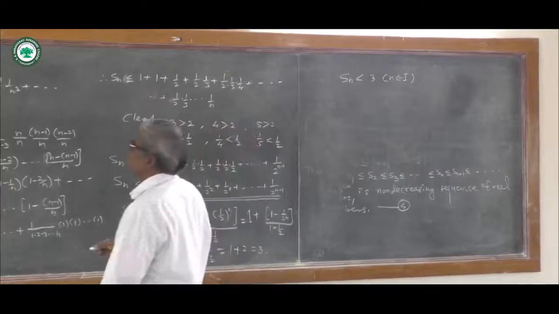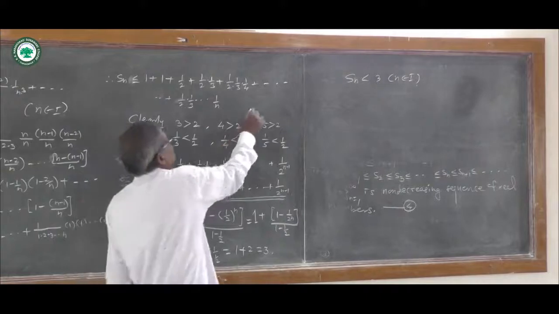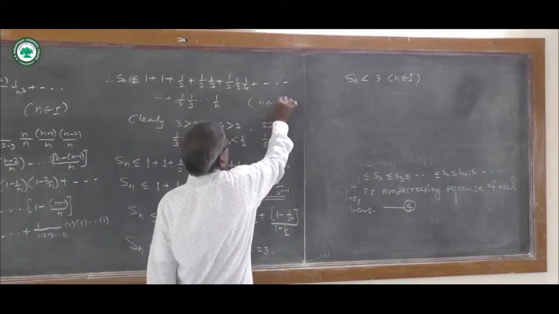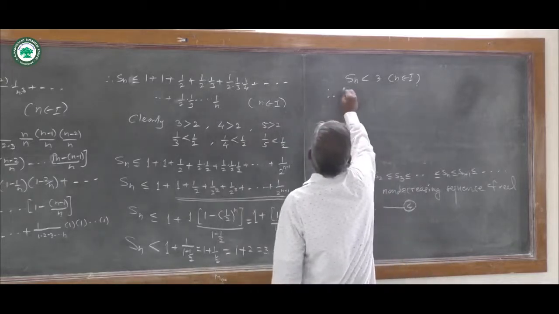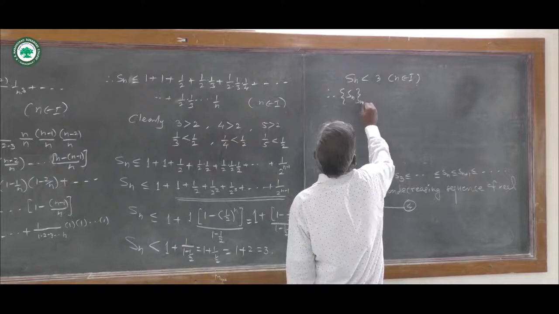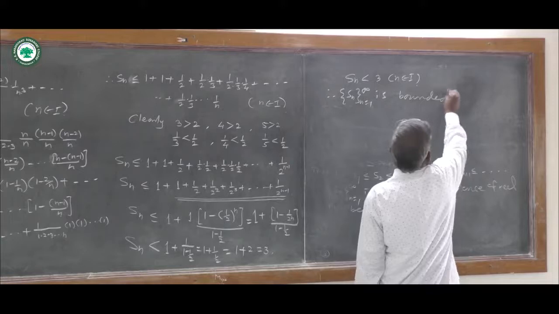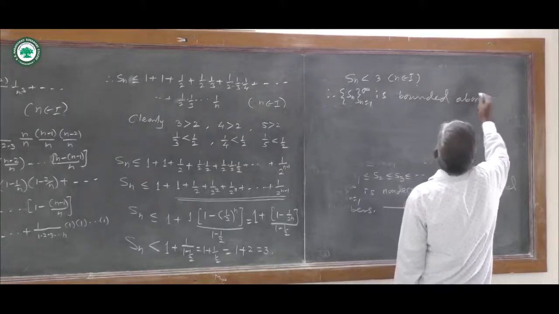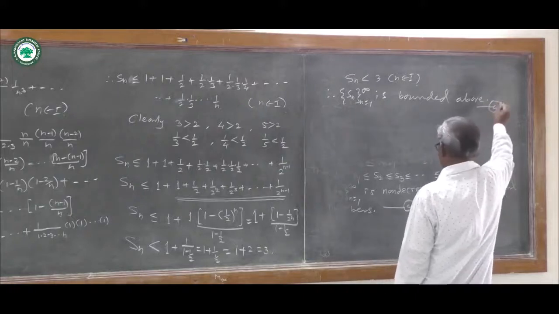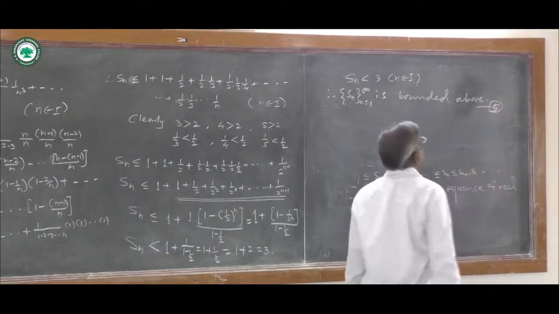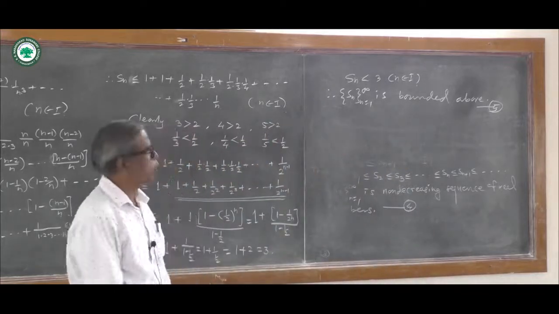Since result 1 is true for all n belongs to I, all steps are true for all n belongs to I. Therefore, the sequence Sn, n is equal to 1 to infinity, is bounded above by 3. This is the fifth equation: Sn is bounded above by 3. Sn is non-decreasing in 4.